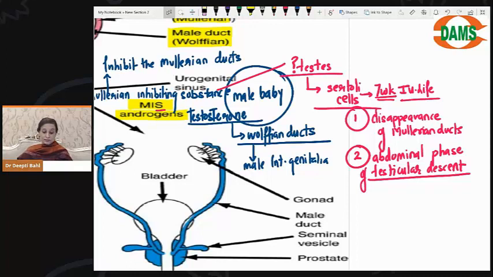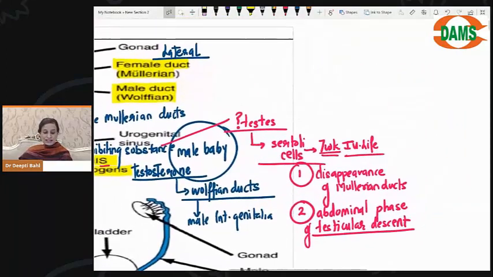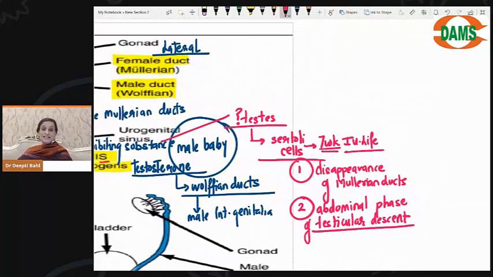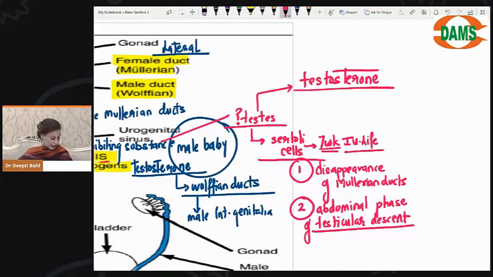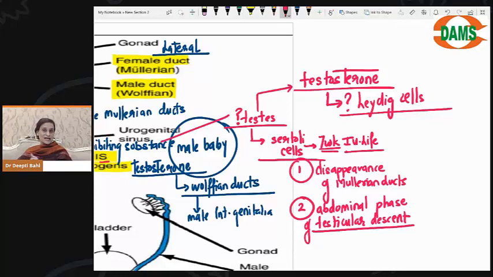Now what is the other hormone that the testes is going to release? The male baby has a testes. The other hormone the testes is going to release is testosterone. You all know that, right? So it is going to release testosterone. Now you're going to tell me what cells in the testes are going to release testosterone? So they are the Leydig cells, right? So testes has Sertoli cells, it has Leydig cells. The Sertoli cells are producing MIS, the Leydig cells are producing the testosterone.